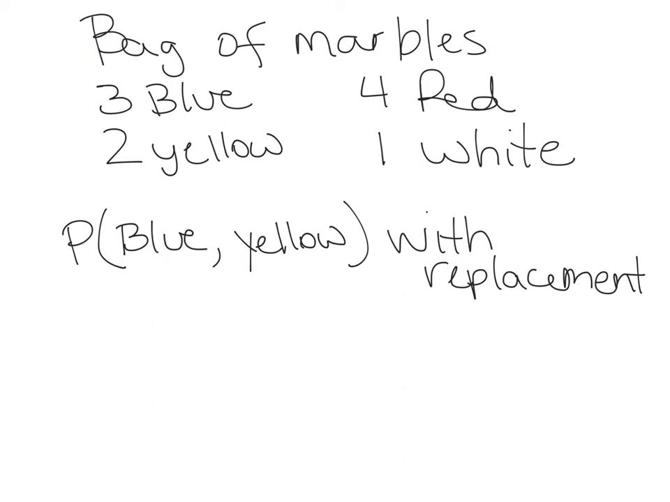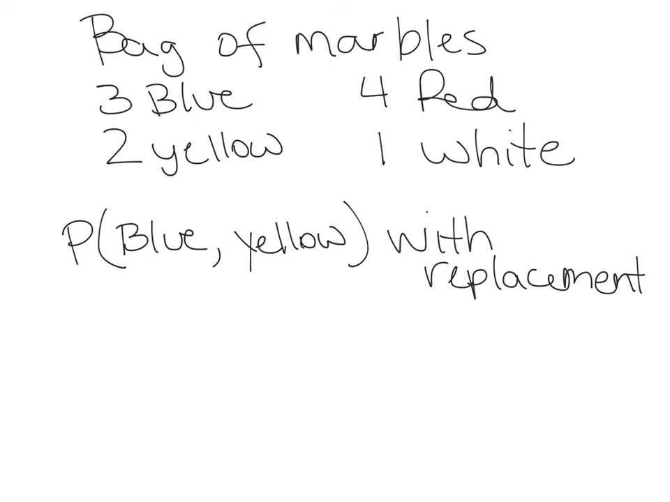Now we have a bag of marbles, and in this bag we have 3 blue marbles, 2 yellow marbles, 4 red marbles, and 1 white marble. We want to know what's the probability of picking out a blue marble the first time and then a yellow marble the second time. And this with replacement means after we pick out the first marble, we're going to put it back in before we choose our second marble. So this is again an example of independent probability, because since I'm replacing the first marble back in the bag, the second choice isn't affected by the first one.